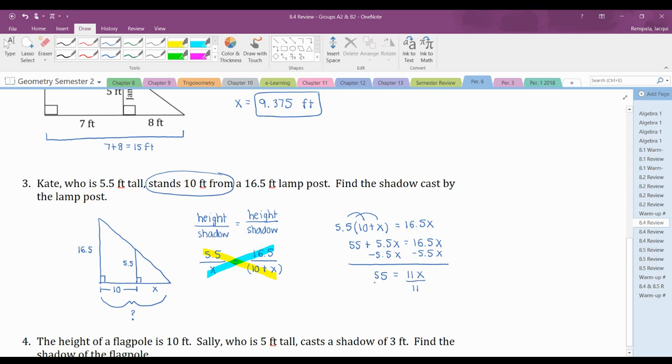I'm going to divide both sides by 11, and we find out that X is 5. But remember, X is representing the length of Kate's shadow. I want the shadow cast by the lamppost. So that means I need to add the 10 and the 5 together. So it looks like 15 feet would be the length of that entire shadow. So make sure you know exactly what X is representing.